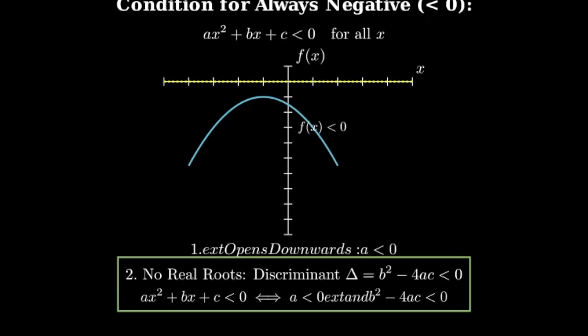Let's look at an example. f of x equals negative x squared minus 4x minus 5. Here, a equals negative 1, which is less than 0, so the parabola opens downwards. Now let's calculate the discriminant. b squared minus 4ac equals negative 4 squared minus 4 times negative 1 times negative 5. This simplifies to 16 minus 20, which equals negative 4. Since the discriminant is less than 0, there are no real roots. Both conditions are met. a is less than 0 and the discriminant is less than 0, so this quadratic is always negative. Let's visualize its graph.